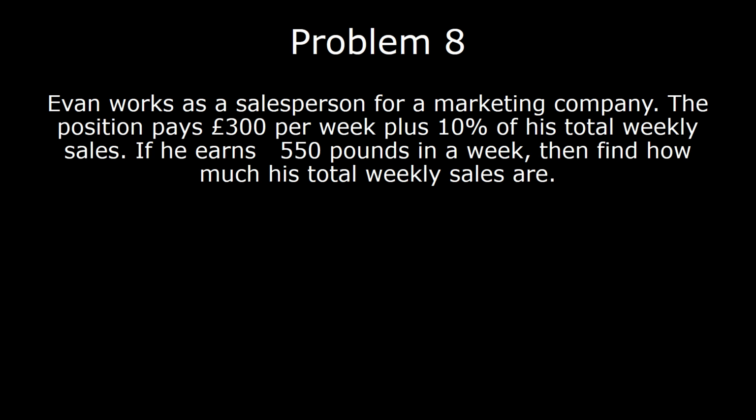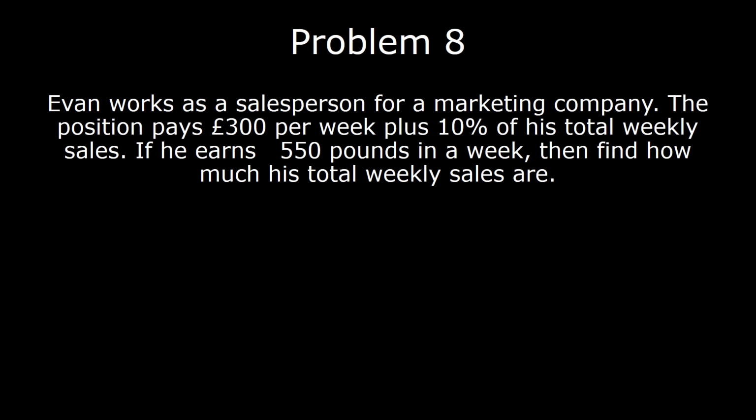So let's solve for total weekly sales in this equation and we'll have our answer straightforwardly. So we've got 300 plus 10% of total weekly sales equals 550. Transposing 300 from the LHS to the RHS, it becomes negative from positive. So we have 10% of total weekly sales equals 550 minus 300 equals 250.